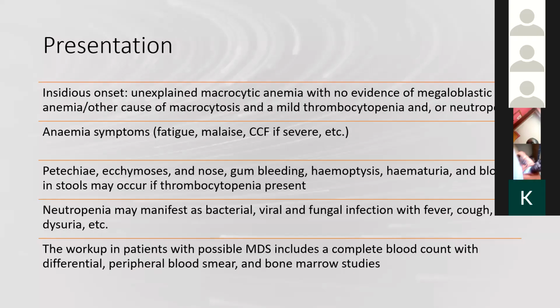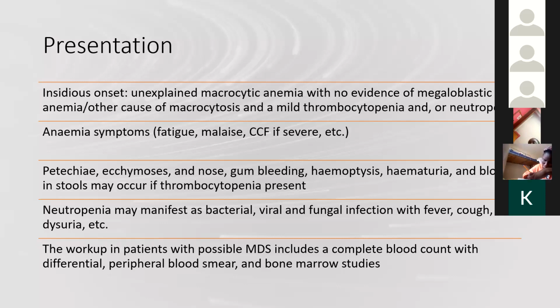So what is the presentation of a patient who has MDS? How do they present? Now, it is insidious in onset. That means that people start getting ill rather slowly in most cases, unless it is one where there are multiple abnormalities, where they may have a more rapid onset. And the patient may present with an unexplained macrocytic anemia.